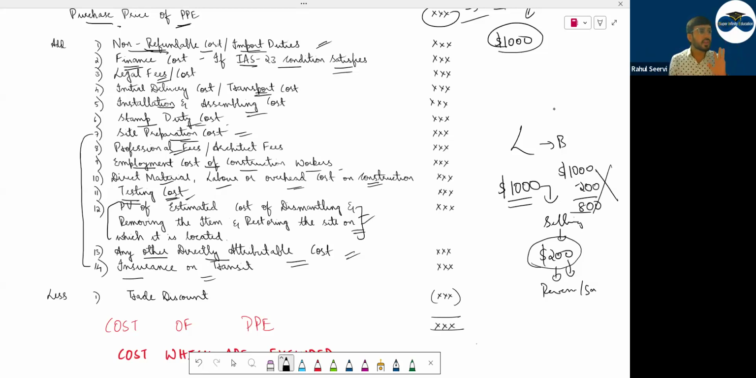Clear with the points which I've written here? Any doubts in this? I hope everyone is clear with what I've written here.